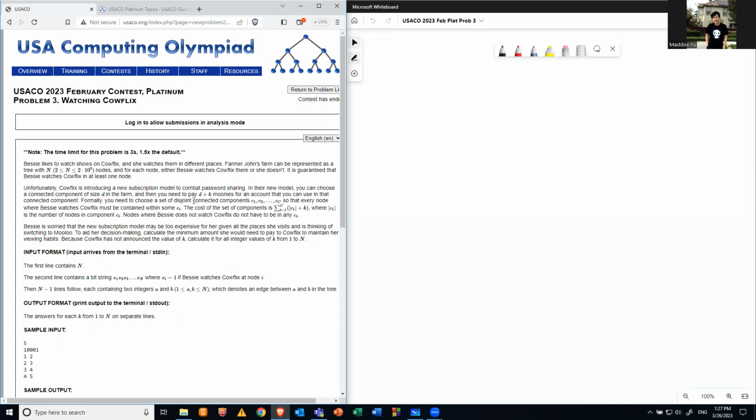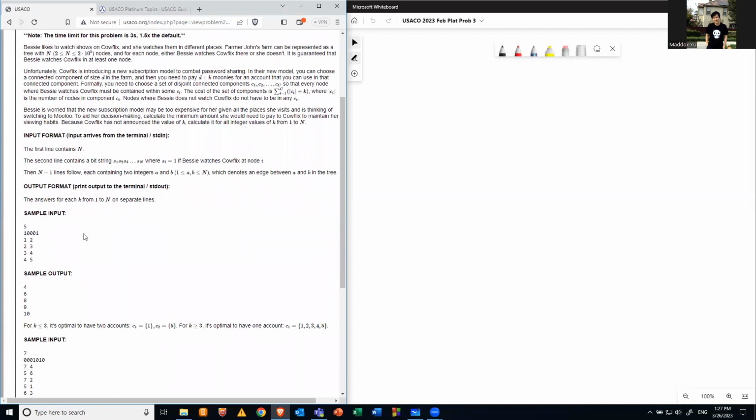Bessie will be on some nodes of this tree. So those disjoint components need to cover every position where Bessie is on. The question is, what is the minimum sum? Okay? Let's take an example here.